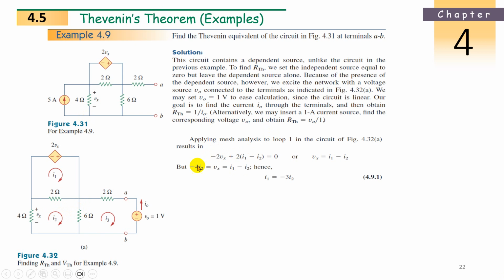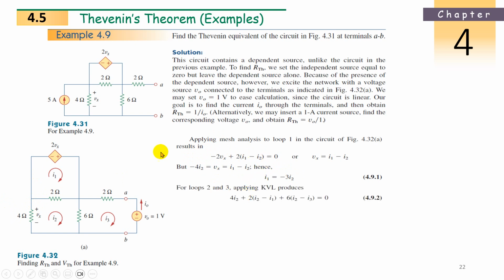Minus 4I2 is nothing but Vx, because the source is plus and minus as mentioned here. Any branch where the current is leaving the plus terminal is considered as minus. If current is entering the plus terminal, then it is plus 4I2. Now it is leaving, so minus 4I2, which is also equal to I1 minus I2. So we can find I1 is equal to minus 3I2 from this equation. Now we got the I1 and I2 relation.